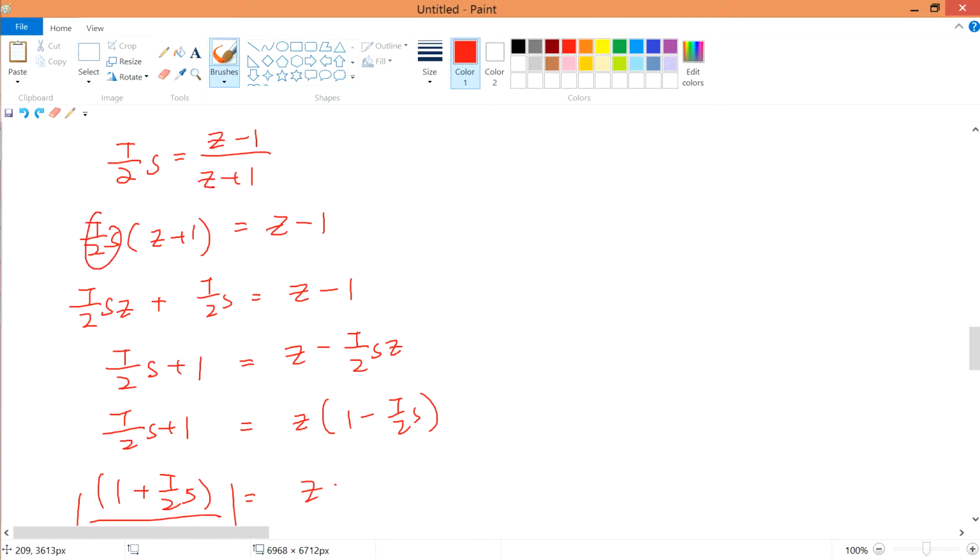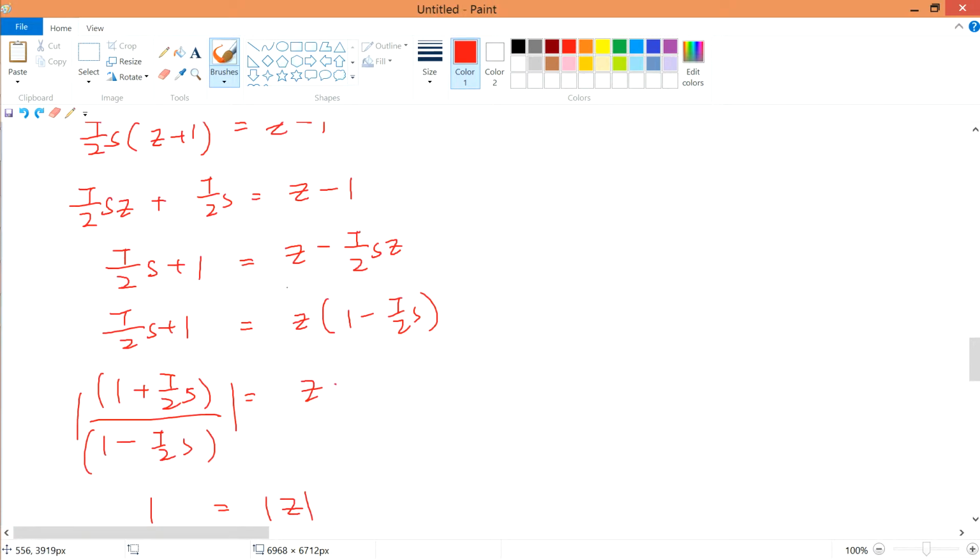Then I expand, I multiply inside, I will have this thing over here, and this thing over here brings it down. Next, I'll bring the minus 1 over to this side. So I'll have T over 2 s plus 1. I'll bring this thing over to the other side, so I'll have minus T over 2 s z over here.